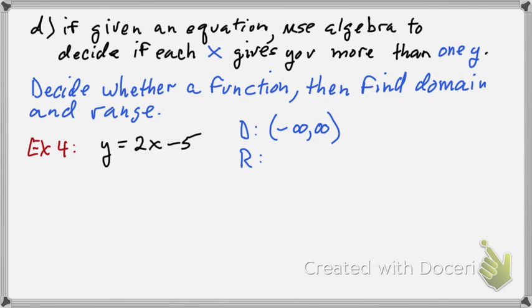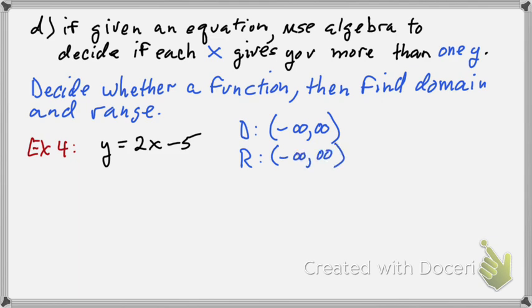What about the range? Is there any value Y can't be? What if X is negative 1,000,000? Well, if X is negative 1,000,000, then Y would be negative 2,000,005. Right? So our range here is going to be the same thing.